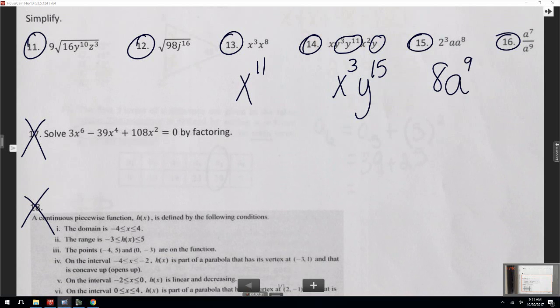All right, what about number 16 when you divide the bases? You subtract them. Okay, now there's two different ways we can do this. First of all, what's 7 minus 9? -2. So you could get a to the -2, right?